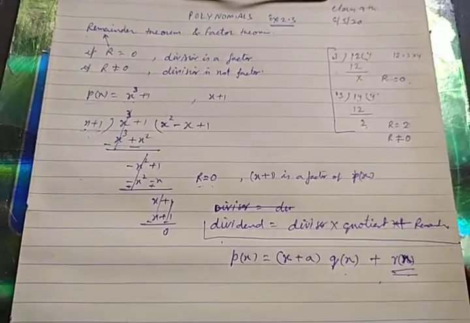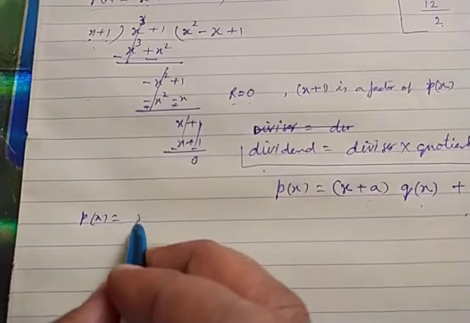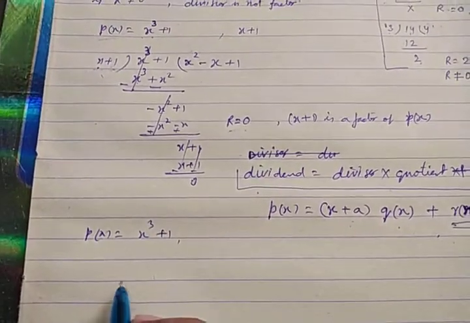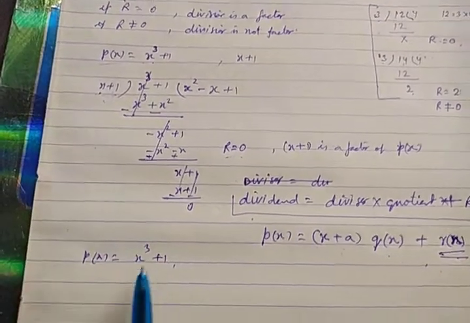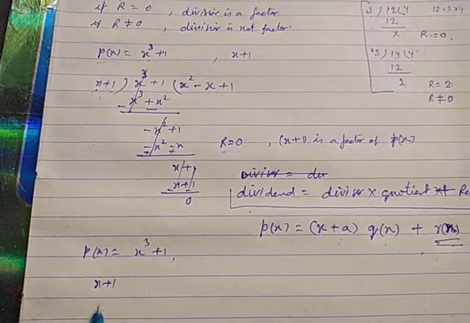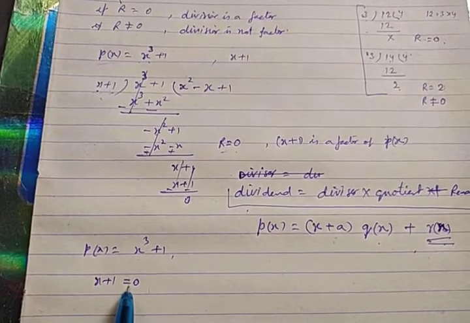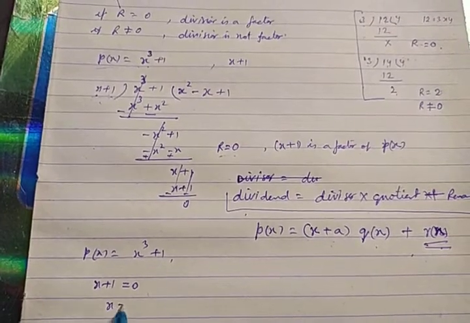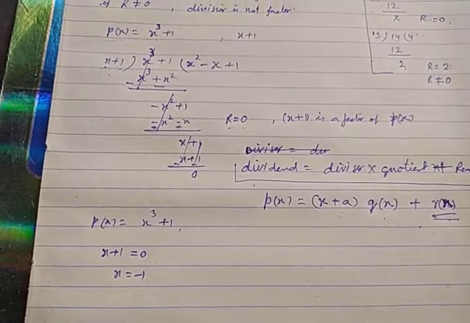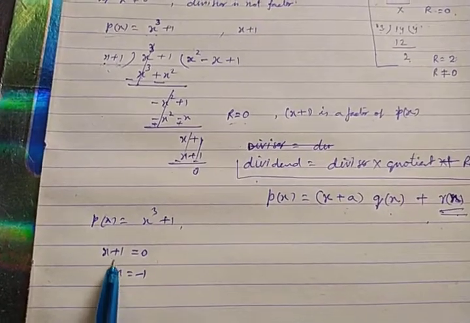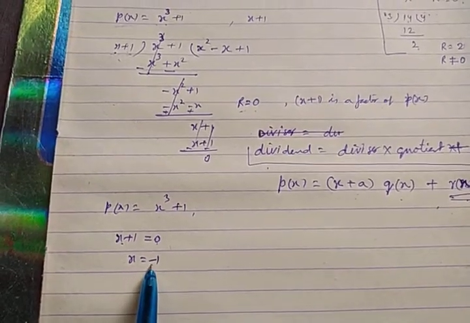Now one thing, observe. Your p(x) is x cube plus 1, and the expression you are dividing by is x plus 1. Now put it equal to 0, for the sake of obtaining the value of x, then you will get x is equal to minus 1. By whichever expression you are going to divide the given polynomial, the expression would be made equal to 0 and you will obtain the value of x.